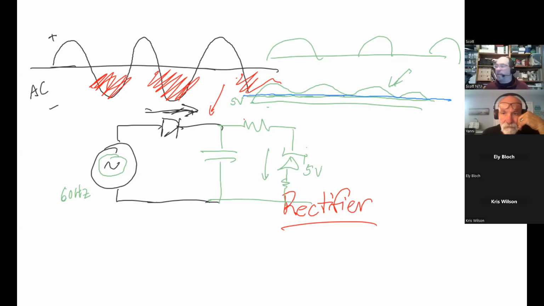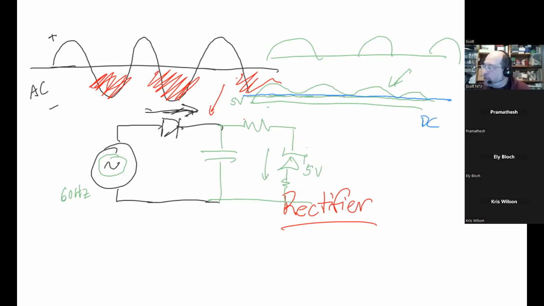And what does that look like? DC. That is nice, smooth DC, which is exactly what comes out of your power supply that charges your phone, or that is on your USB signal. USB, I believe, is 5 volts. So this is a very basic power supply, and what we've done is we've converted AC into DC.